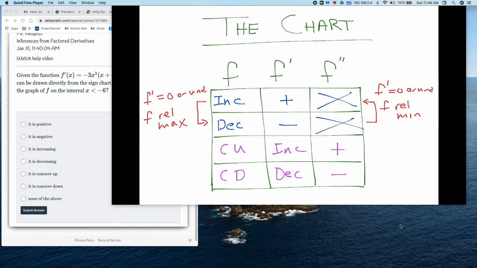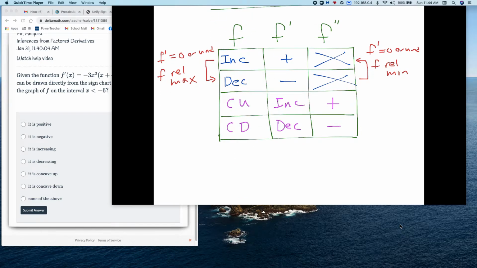Now, we have a little bit more going on with this one. So when we go from either direction, whether we go from this line to this line, it doesn't matter. Both of them, f double prime equals 0 or undefined. f has a point of inflection, and f prime has a relative maximum when we're going from the third line to the fourth line.